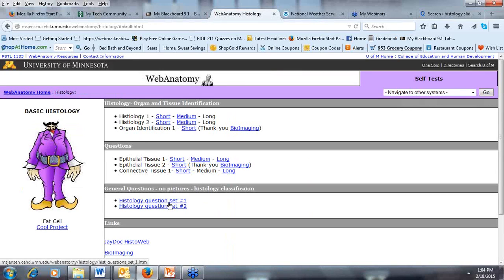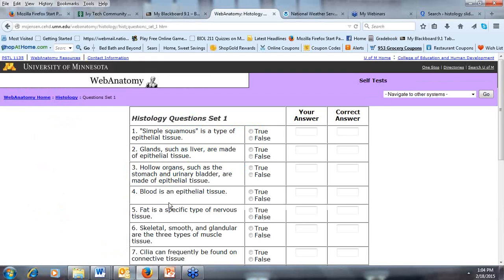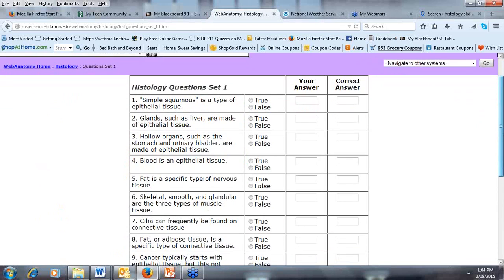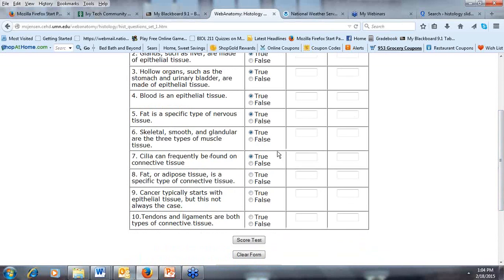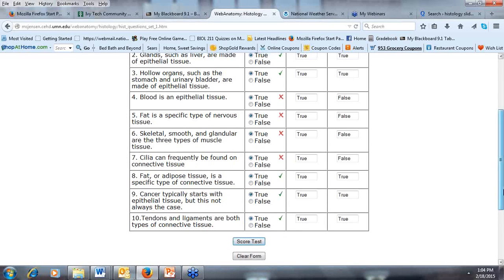And then we have down here some other histology questions that you may have for other types of subjects, basic questions you can answer. So these are all going to be true and false. And it does the same thing. If I just went through and didn't even read them, and I clicked on true on all these, I think there's 10. But then I could score the test right away, and that gives you an idea.